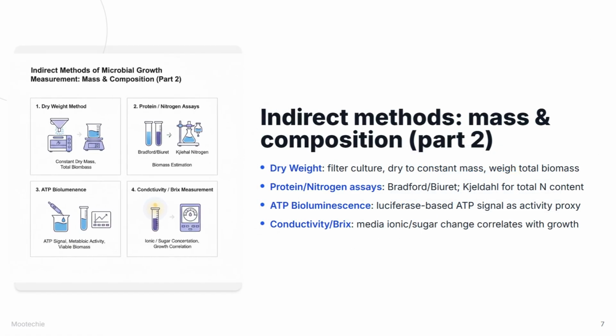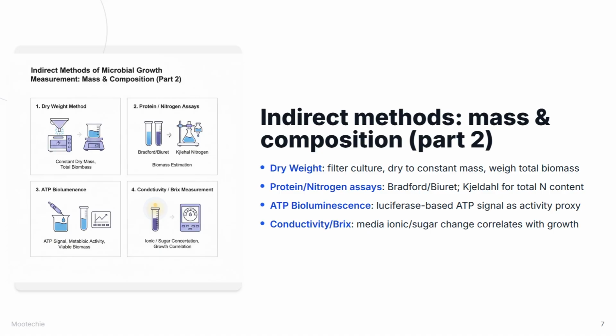Continuing with indirect methods of microbial growth measurement, mass and composition, part 2. The first method is dry weight. Here, culture is filtered, dried to a constant mass and weighed to get total biomass. Second are protein or nitrogen assays like Bradford, Biuret or the Kjeldahl method. These measure cellular components that increase as cells grow.